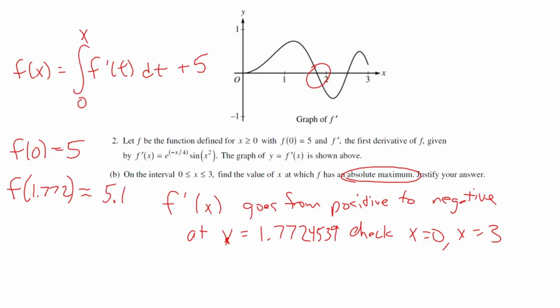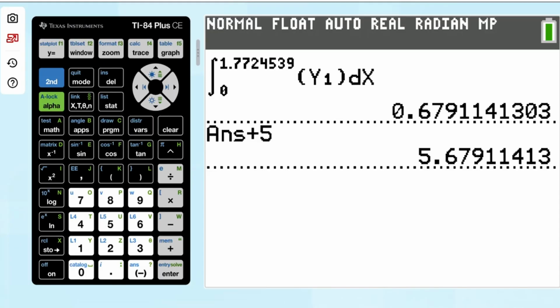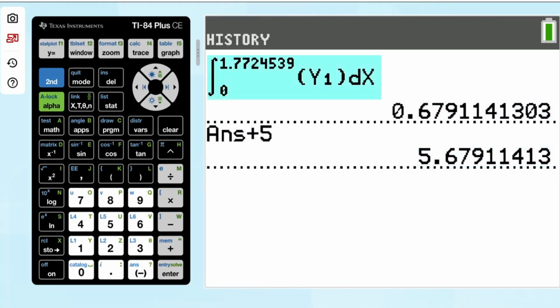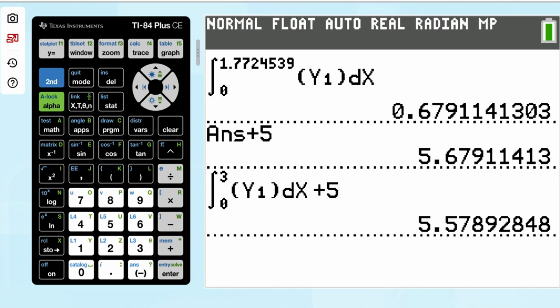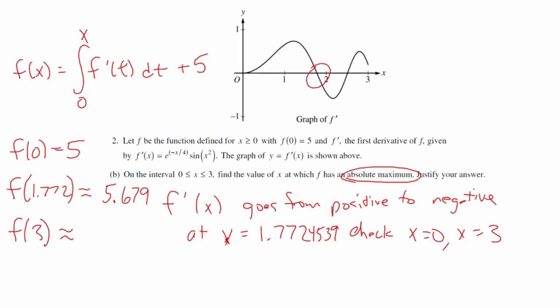So put that here. And then we also want to check this at 3. Instead of having to retype everything, we can just go back here, and instead of typing in 1.772, we're just going to put in 3. And don't forget the plus 5. I'll even just type plus 5 here this time. And we get 5.579. And so we can see that the largest of those 3 values, which were our only possibilities, was the value at 1.772.